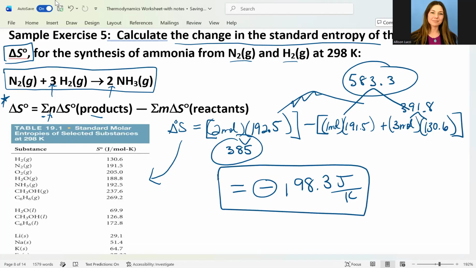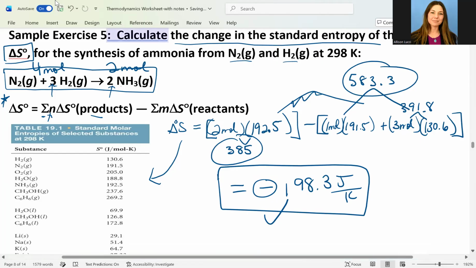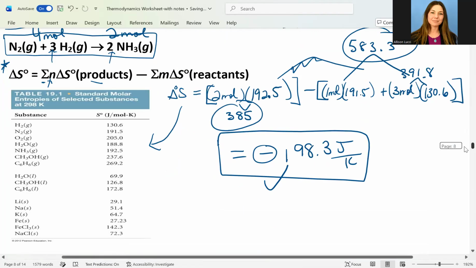It's negative. Let's just take a minute to rationalize: should it be negative? We went from 4 moles of gas over here to 2 moles of gas over here. So that makes sense. It checks out that there was a negative entropy change because we've halved the moles of gas from our reactants to products.